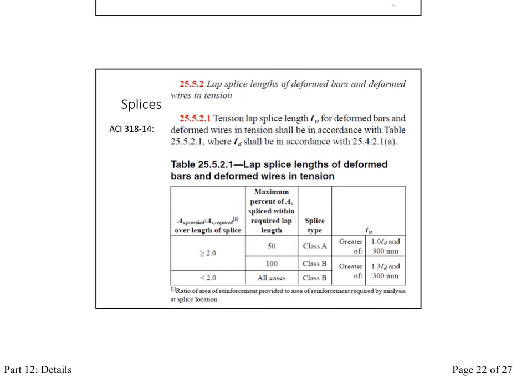Lap splices of deformed bars and deformed wires in tension, you have LST. Lap splice length, I call it LDS, should be LST. For deformed bars and deformed wires in tension, it shall be in accordance with 2.1, which is this provision, where it tells you that your maximum percent, look at this, lap splice is depending on the class of your splice. We have two types of classes. The first class is called Class A. That's, if you want to call it, a good lap splice.